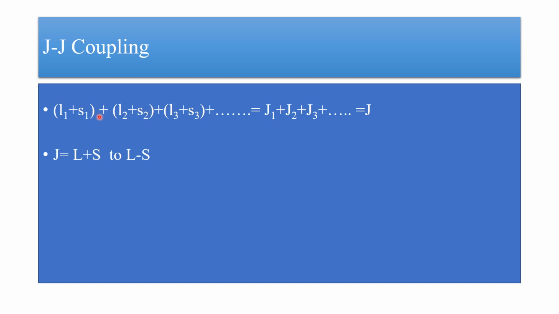That is, L1 plus s1 is j1, L2 plus s2 is j2, L3 plus s3 is j3. Therefore, j1 plus j2 plus j3 is J. J can take values from L plus S to L minus S. For atoms of heavy elements, that is atomic number greater than 30, the JJ coupling scheme is used.